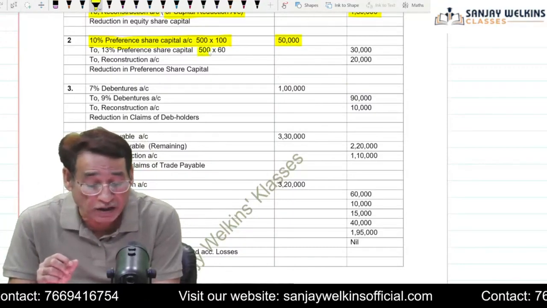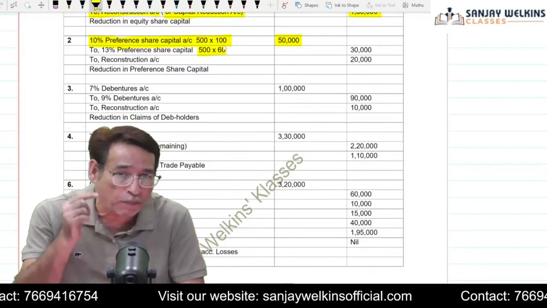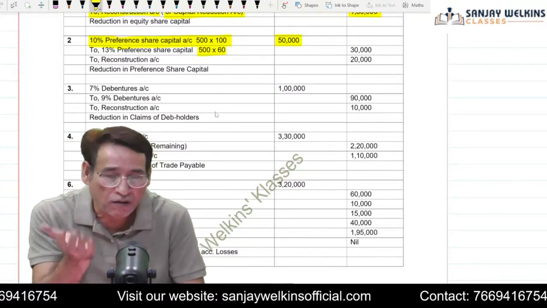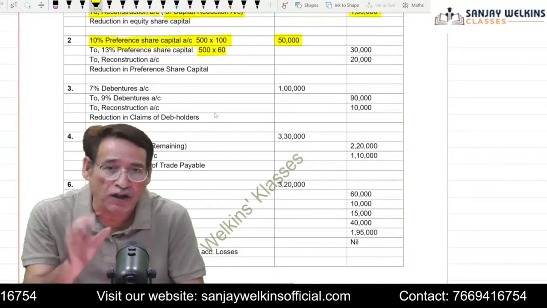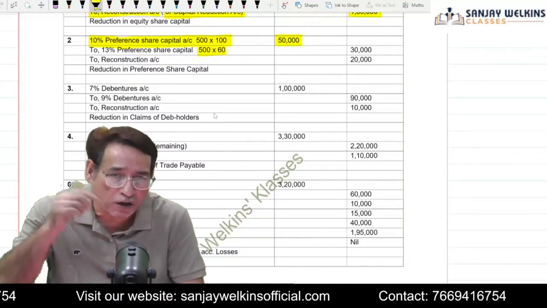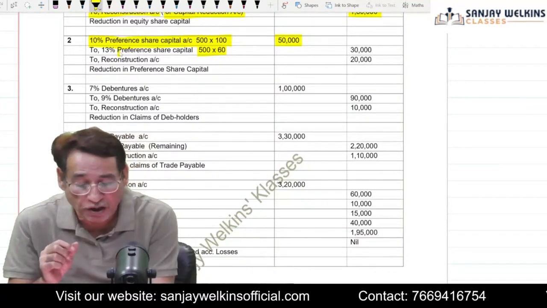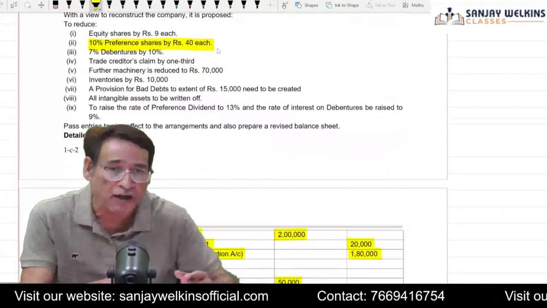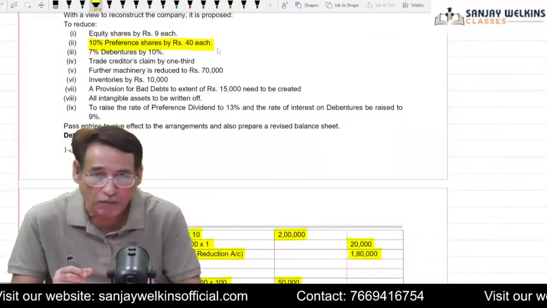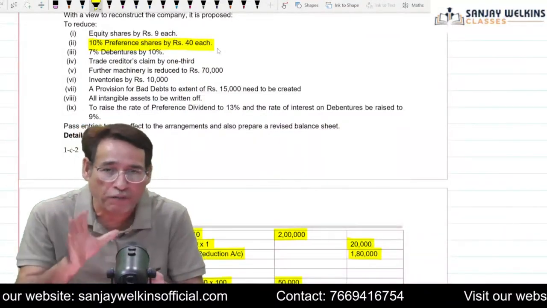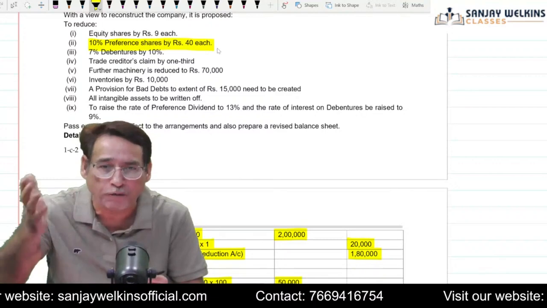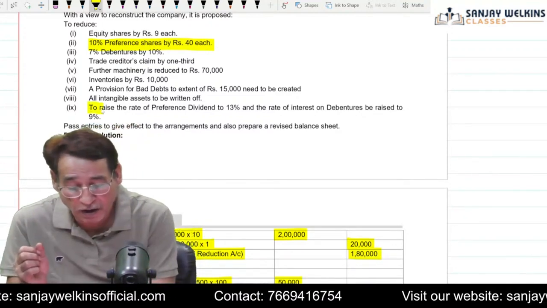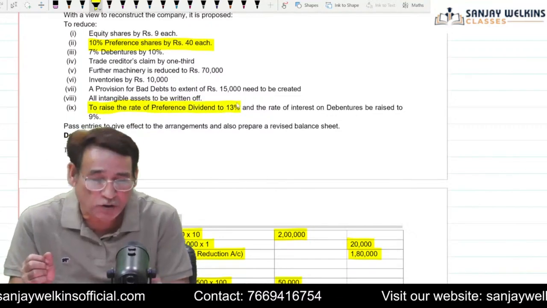Now I will write here new preference share because preference share capital has been reduced by 40. So the amount now is 60, 100 minus 40. New preference share capital 500 into 60. But an important point is that, as I told you a moment ago, in order to get the cooperation of the preference shareholders, generally we put up a bait before them in the form of an increased rate of dividend. And here it is written, to raise the rate of preference dividend to 13%.